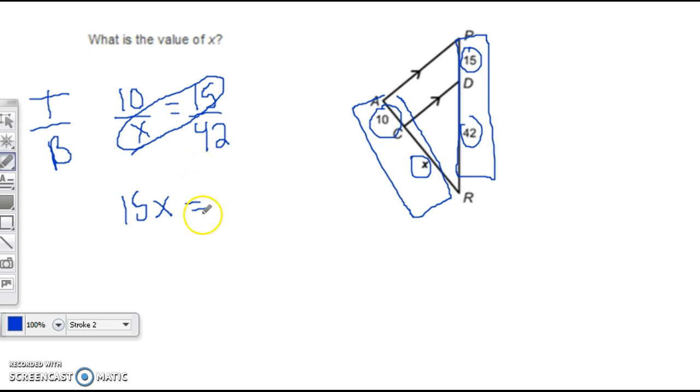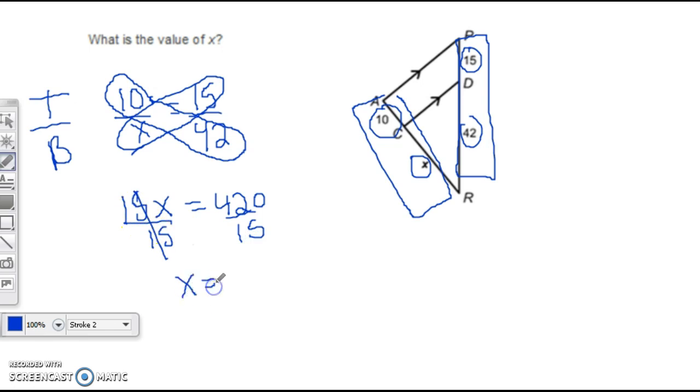15 times x is 15x. And 10 times 42 is 420. Then you could divide each side by 15. And x is going to equal something. 28. Cool. And again, it just says find the value of x, so that would be our final answer. You got to be careful to read the question, though, because sometimes you have to plug it back in to find a side length. So just be careful that you read it.